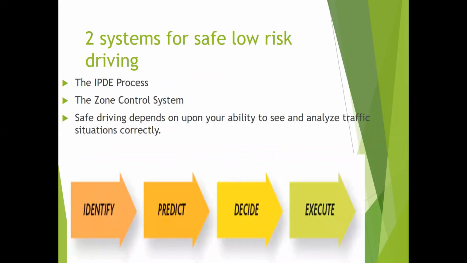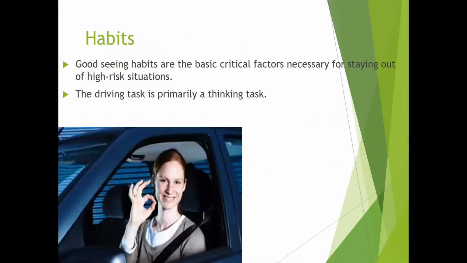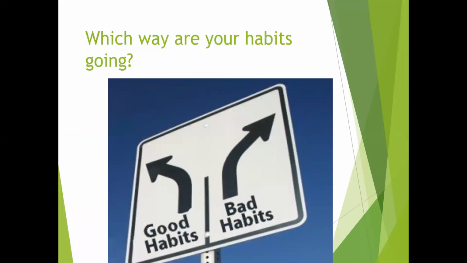So two systems for safe, low-risk driving: the IPDE process and the zone control system. Safe driving depends on your ability to see and analyze traffic situations correctly. So identify, predict, decide, and execute. Good seeing habits are the basic critical factors necessary for staying out of high-risk situations. The driving task is primarily a thinking task. Which way are your habits going? Are you following good habits when you're driving? Or are you following bad habits when you're driving?